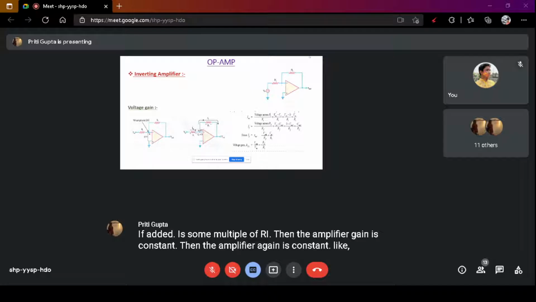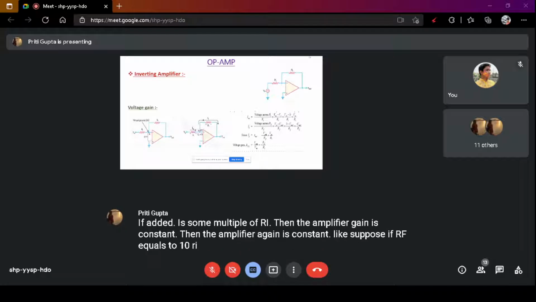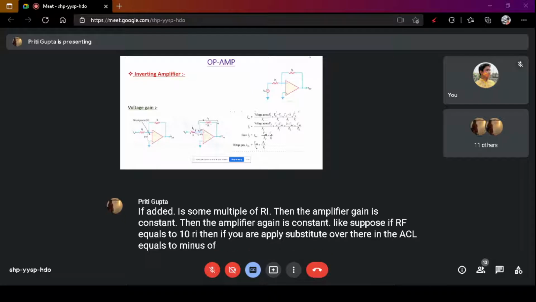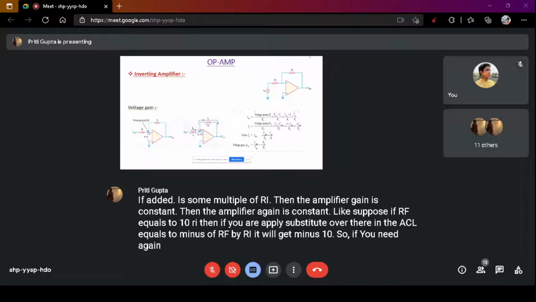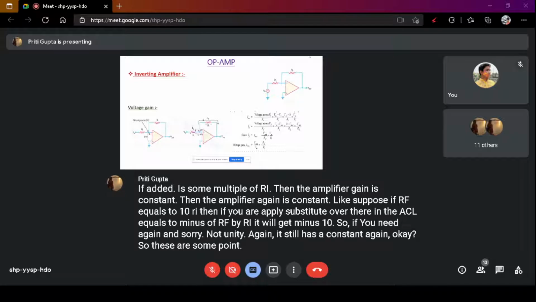Suppose RF equals 10 RI. If you substitute in ACL equals minus RF by RI, you will get minus 10. So ACL has a constant gain. These are some points regarding this inverting amplifier.